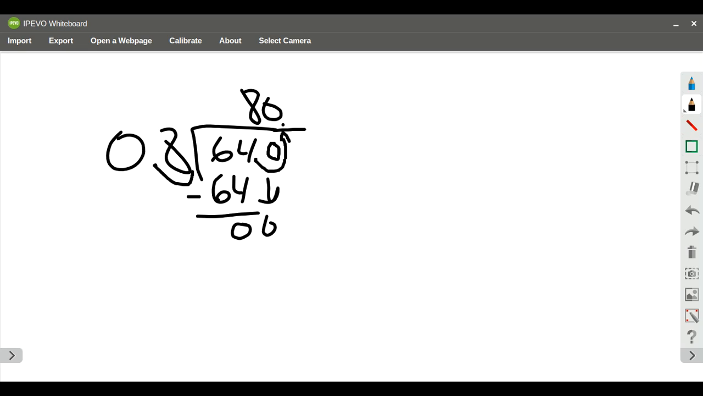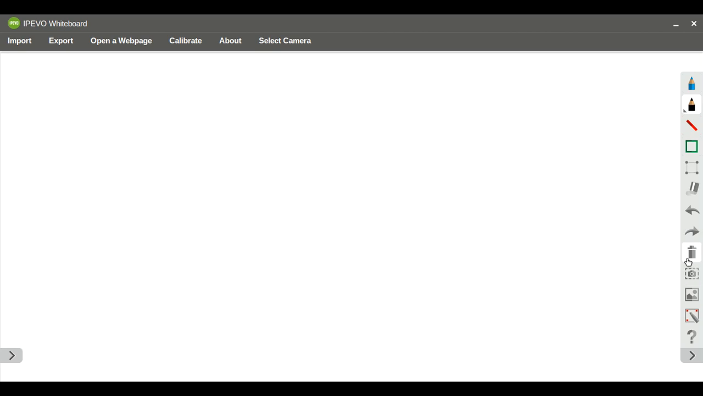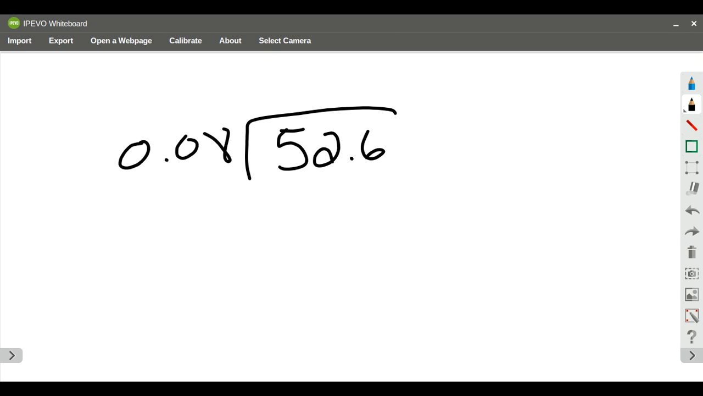Okay, let's go ahead and take a look at number 11. So number 11, I have 52 and 6 tenths that I am dividing by 8 hundredths. So here I need to move the decimal 2 places to the right, which means in my divisor, I need to move it 2 places to the right. So I'm going to go ahead and add my 0. I'm going to move it over and up. So my decimal is going to live right there.